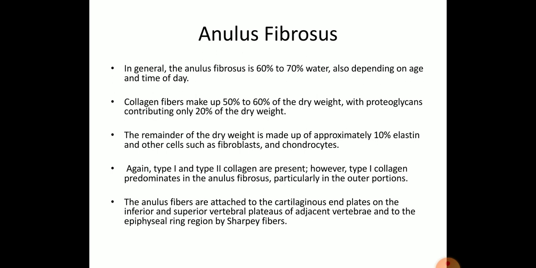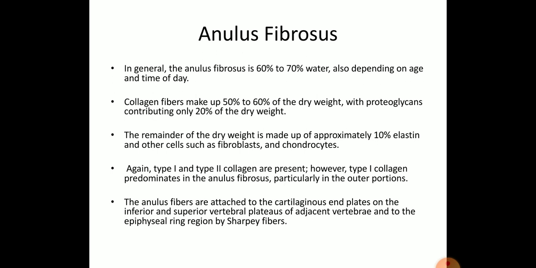So next is the annulus fibrosis. In general, the annulus fibrosis is 60% to 70% water, depending on age and the time of day. As we said, the nucleus pulposus has about 70 to 90% water content, but when it comes to the annulus fibrosis, the water content is reduced. It only has about 60 to 70% water content, and it also depends on the age and the time of day. As in the nucleus pulposus, as a person ages, the water content in the annulus fibrosis also reduces.